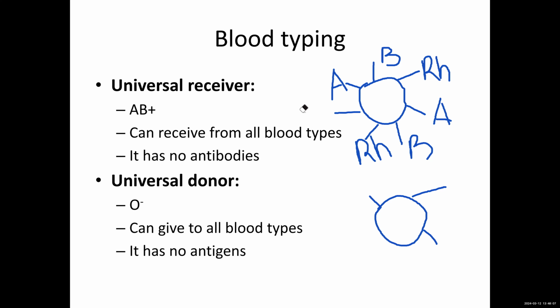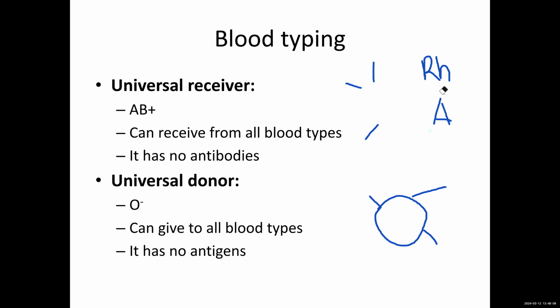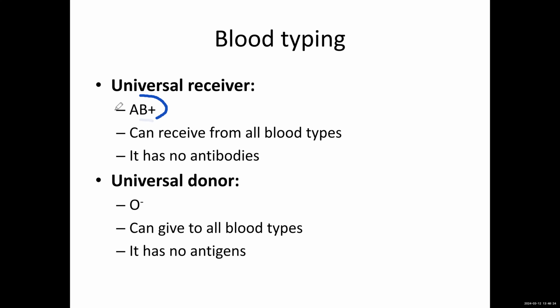Okay, so here's removing. So if somebody is AB plus, it has A, it has B, it has RH, so any blood received by this patient will be accepted, fine. So it can receive from all blood types.